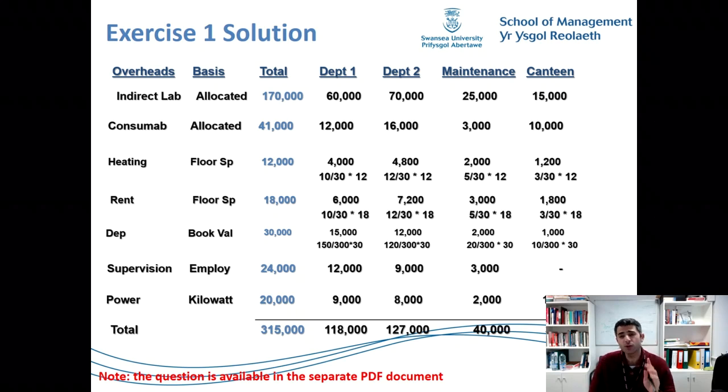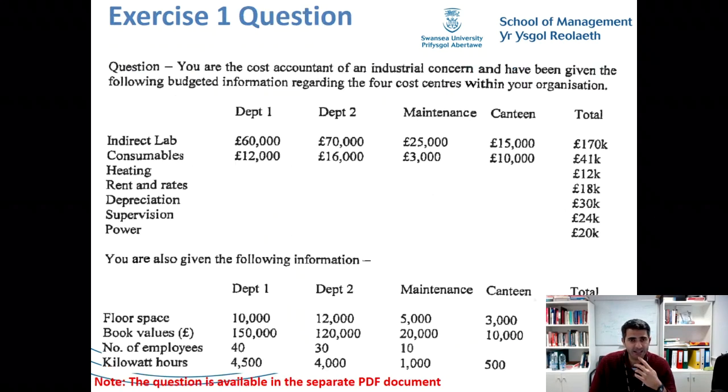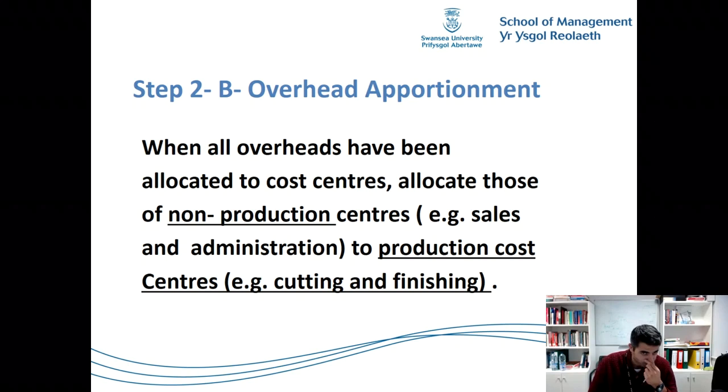So now we will jump to step 2B. When it comes to step 2B, if you go back and read it, look what you can read here. When all overheads have been allocated to cost centers, we've done it right now, yeah? We allocated all the overheads to cost centers. We've finished with this. So what we need to do right now is allocate the overheads of non-production departments. So we need to allocate the total of non-production departments to the production departments.